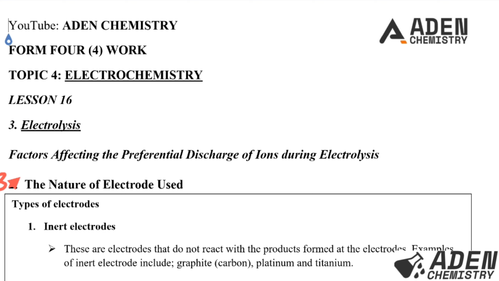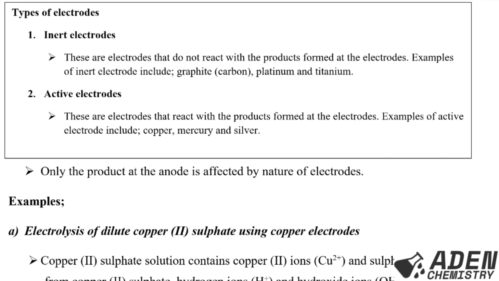Remember, we said we have two types of electrodes. One was inert electrodes and the other ones were active electrodes. So we start with the inert electrodes, and we are saying these are electrodes that do not react with the product formed at the electrodes. That means they are unreactive. Examples of inert electrodes include graphite or carbon, platinum, and also titanium.